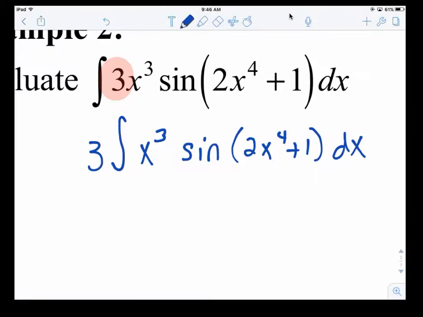So, yeah, you're finding the antiderivative. This is just a technique for finding antiderivatives. All right, so I have x cubed, I have sine of the blob, and then I have 2x to the 4th plus 1. So out of those 3, which one do you think is the innermost? Yeah, you can think of it like that.